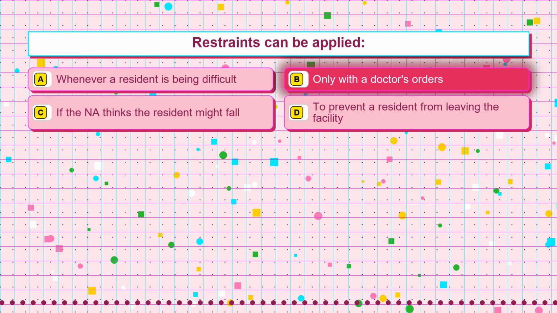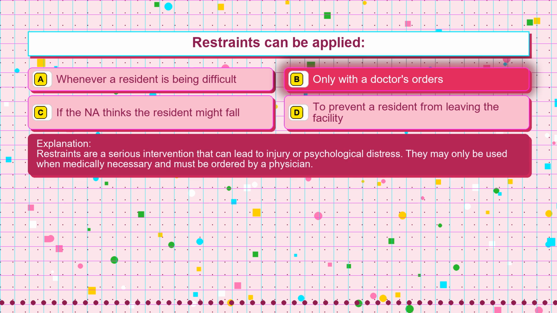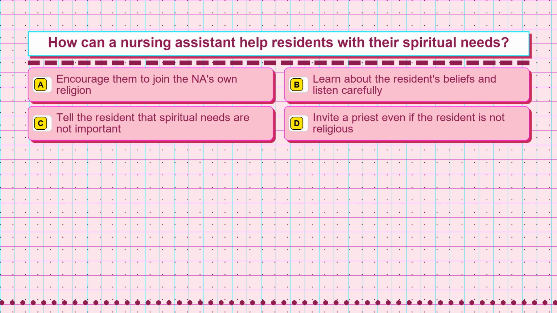The correct answer is option B. Only with a doctor's orders. Restraints are a serious intervention that can lead to injury or psychological distress. They may only be used when medically necessary and must be ordered by a physician. Question 36. How can a nursing assistant help residents with their spiritual needs?